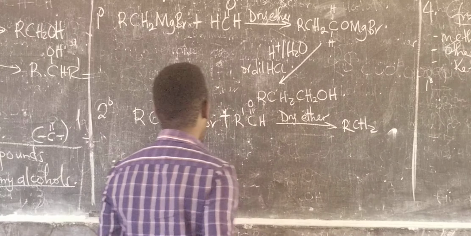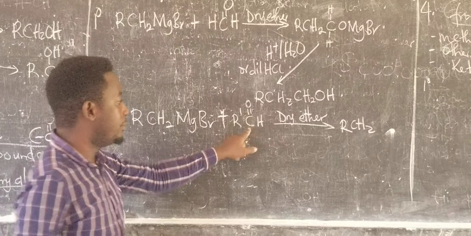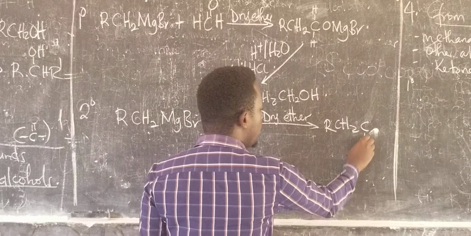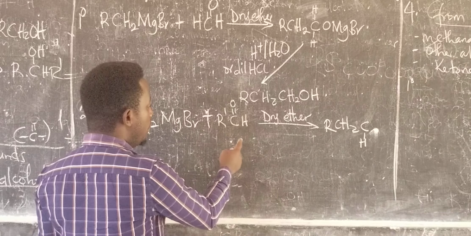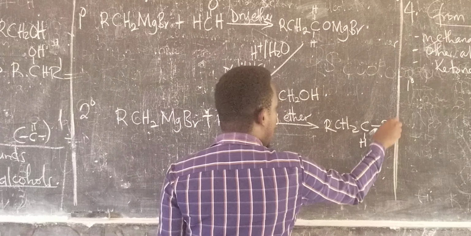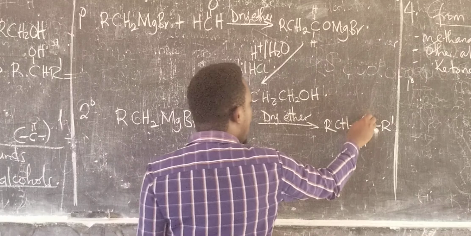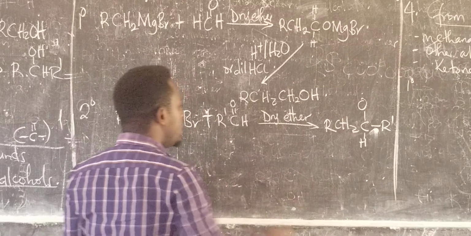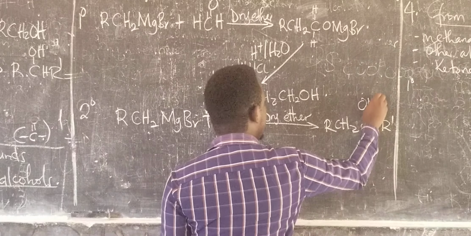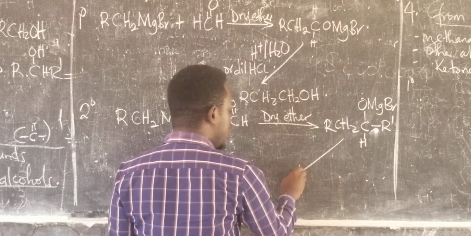So it's going to be RCH2. So from CH2, now I add C. Now it's going to be C, but this carbon has hydrogen down, right? I can put it down. Then it has another R prime, so I'm going to put it here, R prime. Then the carbon oxygen double bond becomes a single bond now. And then the magnesium attaches itself there, magnesium bromide.